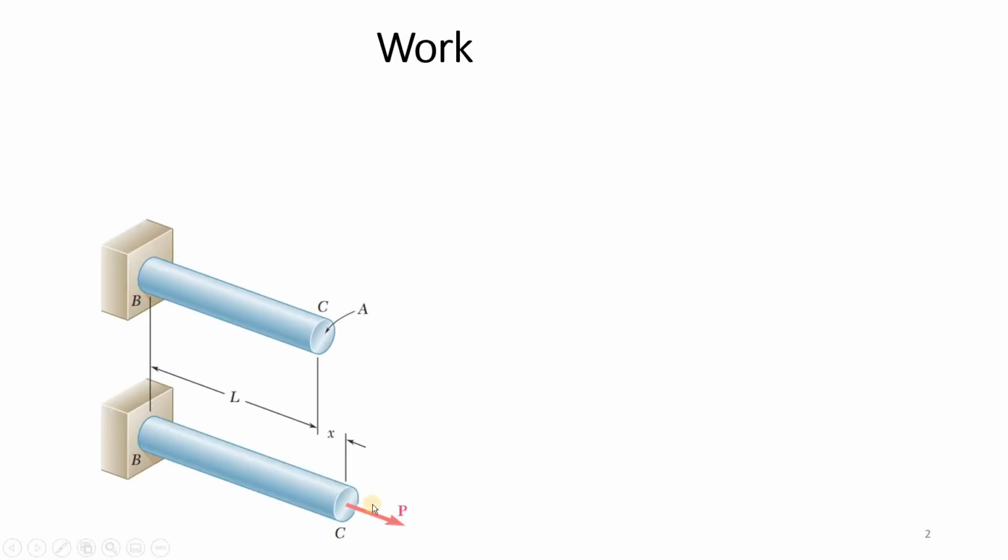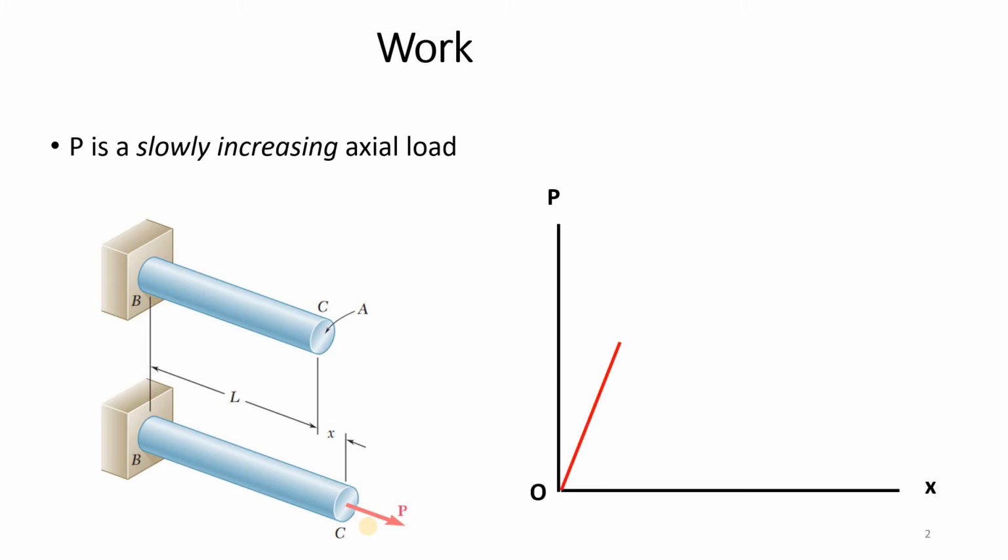What is work? If you apply an axial load P to a rod, and P is a slowly increasing axial load, to distinguish it from an impact load, then you can plot P and X, where X is the displacement being produced. The original length was L, and X is the displacement of the free end, which happens because the force P is pulling the rod.